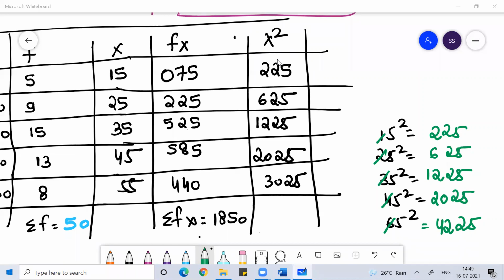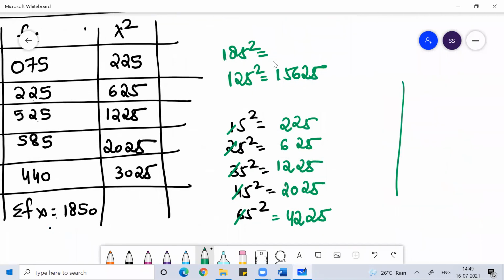Any number 125 square, you'll get 15625. Any number, 185 square. So 185 square, what I need to do is multiply 18 into 19. This Vedic math I'll teach you someday.